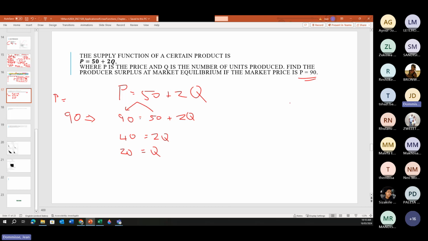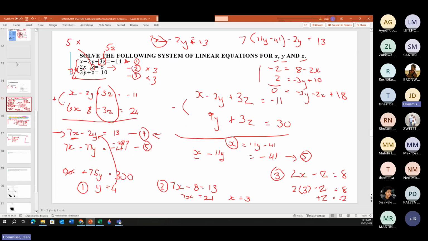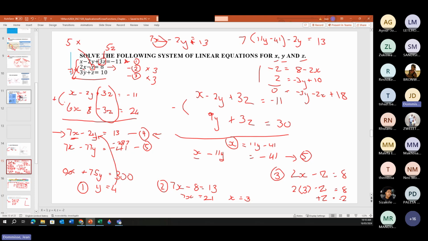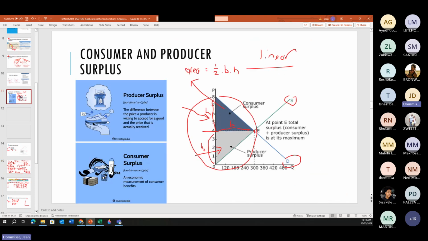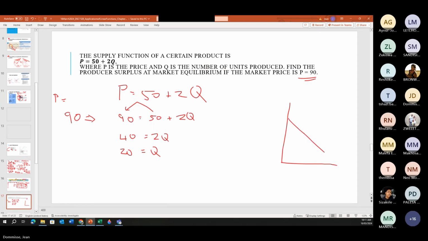So let's look at that formula, or let's just first look at how we would draw it. So here is the surplus that we will need to look at. They ask us to work out the producer surplus, where price is 90, and we worked out that Q is 20.